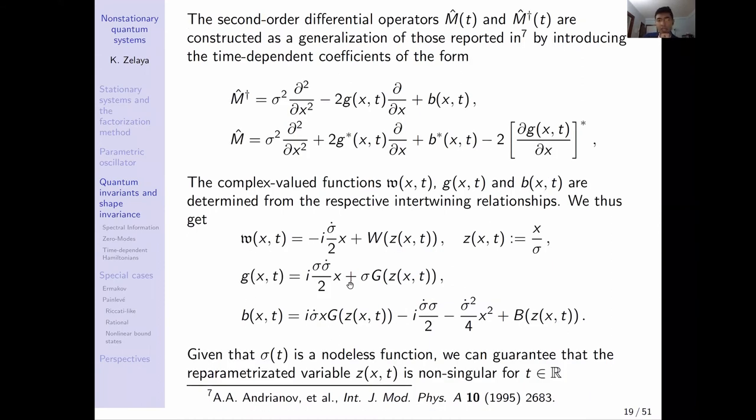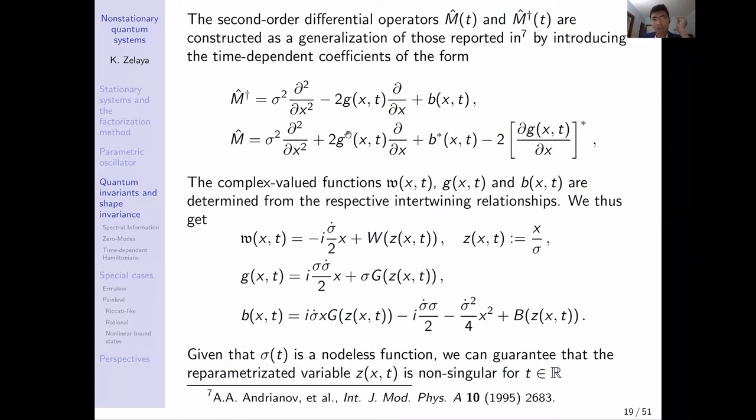We get that omega, G and B can be separated in this form, where this capital W is a real value function, this capital G is also a real value function, and capital B as well is a real value function. All of them depend explicitly on time through this reparametrization. We introduce here a variable called Z, which is X over sigma, where sigma again is a solution to the Ermakov equation. So just by using the intertwining relation in these third order ladder operators, we get this new parametrization, and omega, G and B are given by this set of equations.